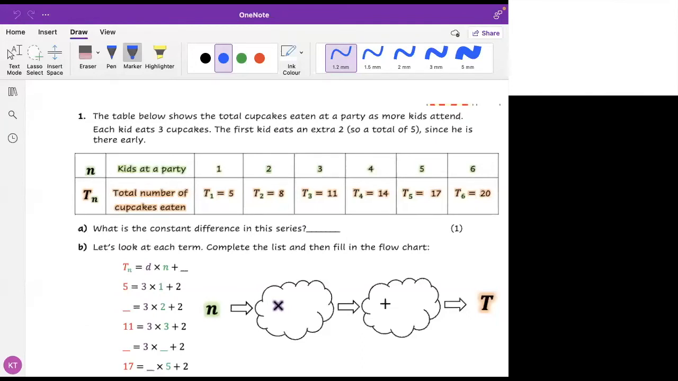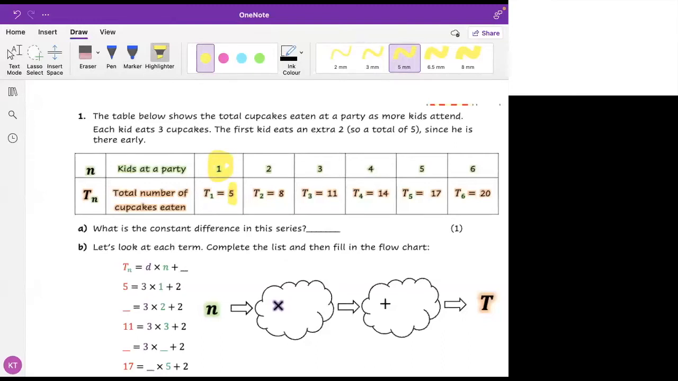So it's kind of like you're the first kid at the party. What happens if you're the first person at the party? You get your choice of what you want, hey? If they say to you can only have 3, uh-oh, you had 5 by accident. All right. So they're saying to us that the first kid at the party, there he is over here, kid number 1, he ate 5 cupcakes.